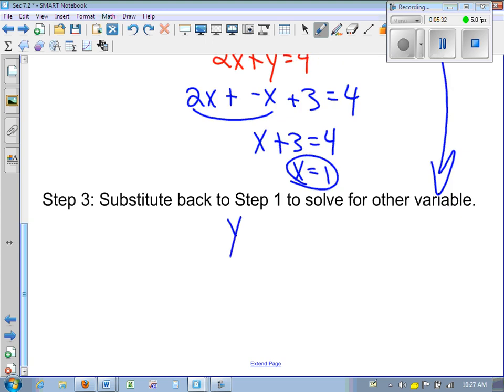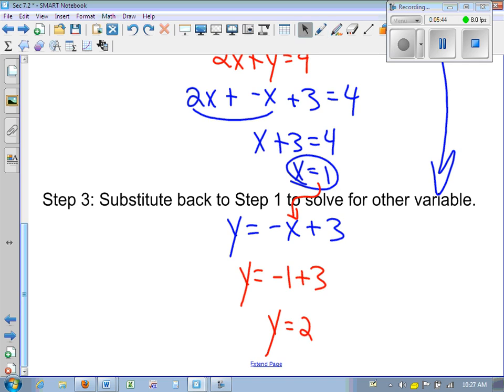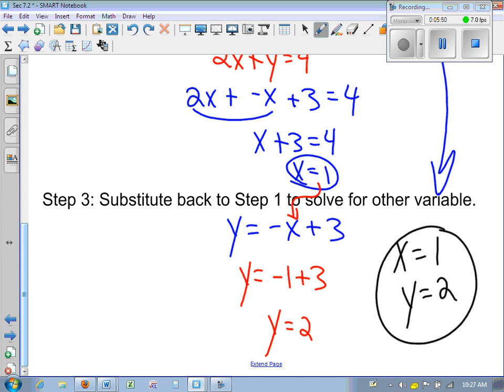Y equals negative x plus 3. So I can put that 1 into there. Y equals negative 1 plus 3. So y is 2. So I get my answer. X is 1. Y is 2.